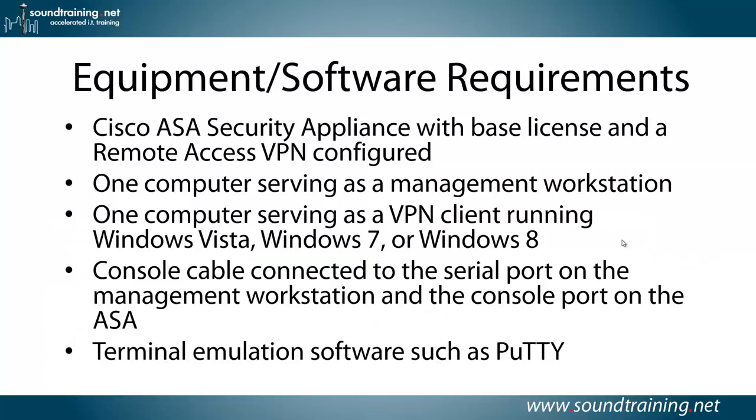Let's go over the equipment software requirements. One Cisco ASA security appliance with a base license and a remote access VPN already configured. If you don't know how to do that, we've got a video that shows you how to do that, so take a look at that first, then come back to this one.